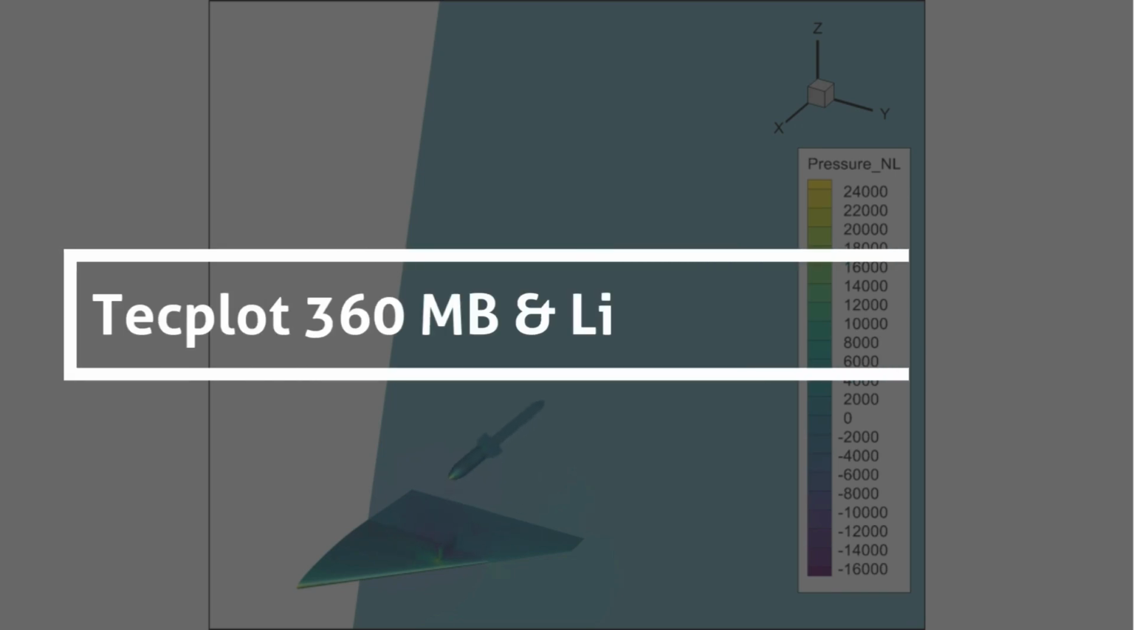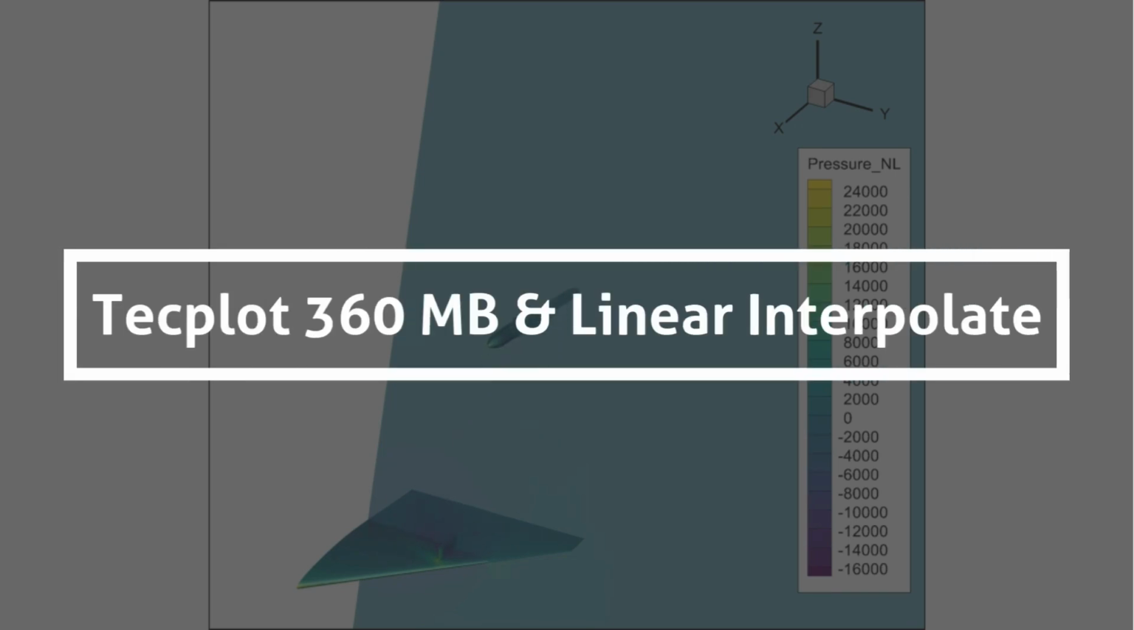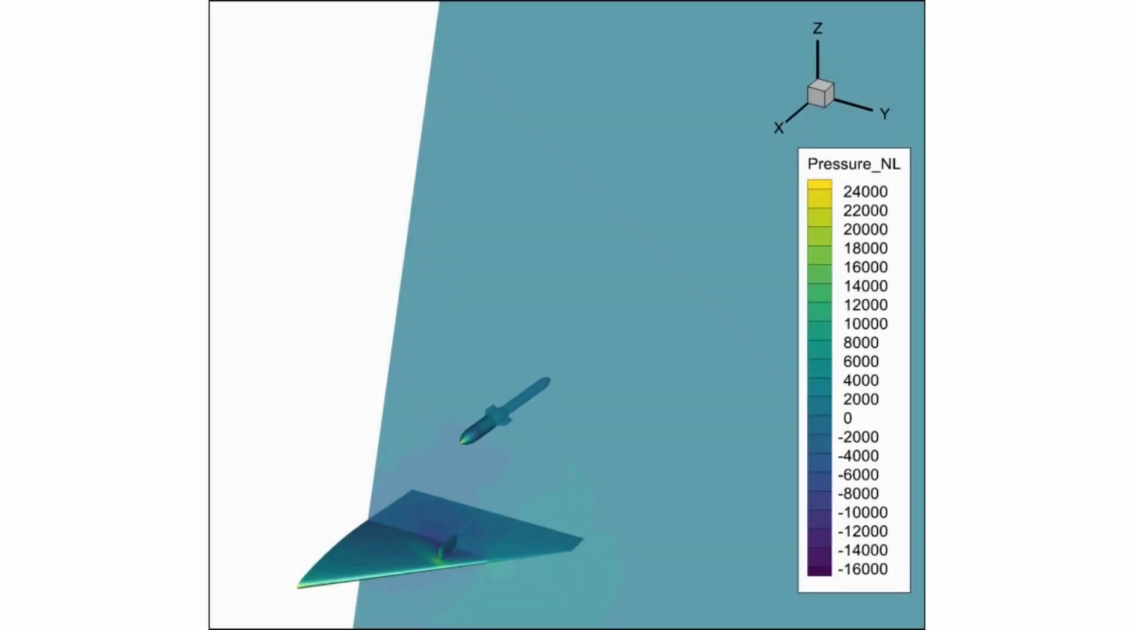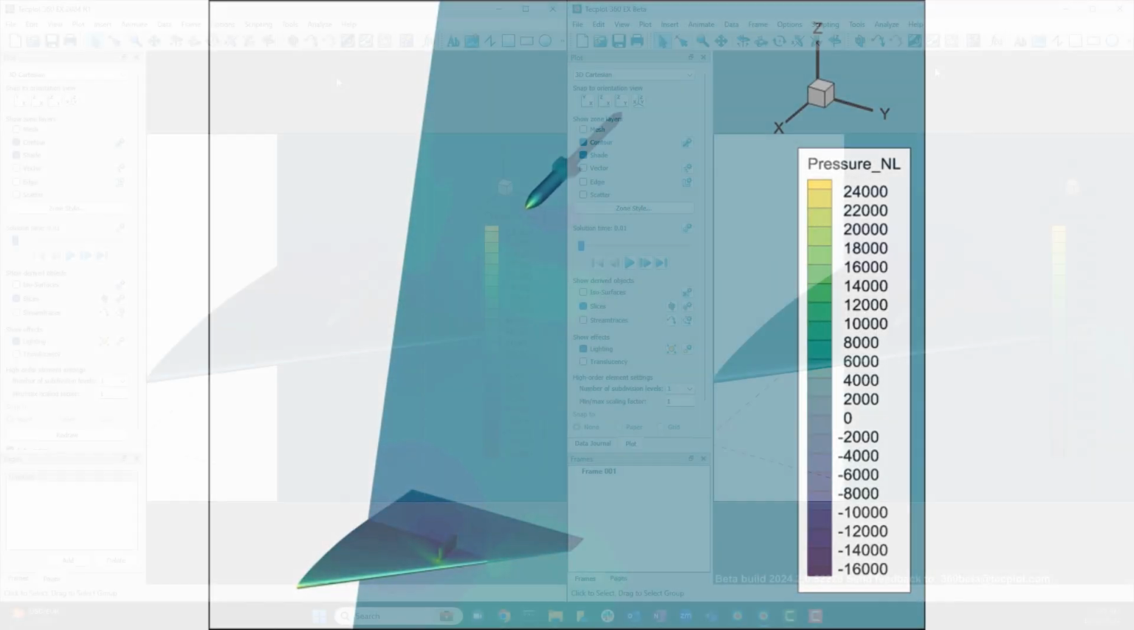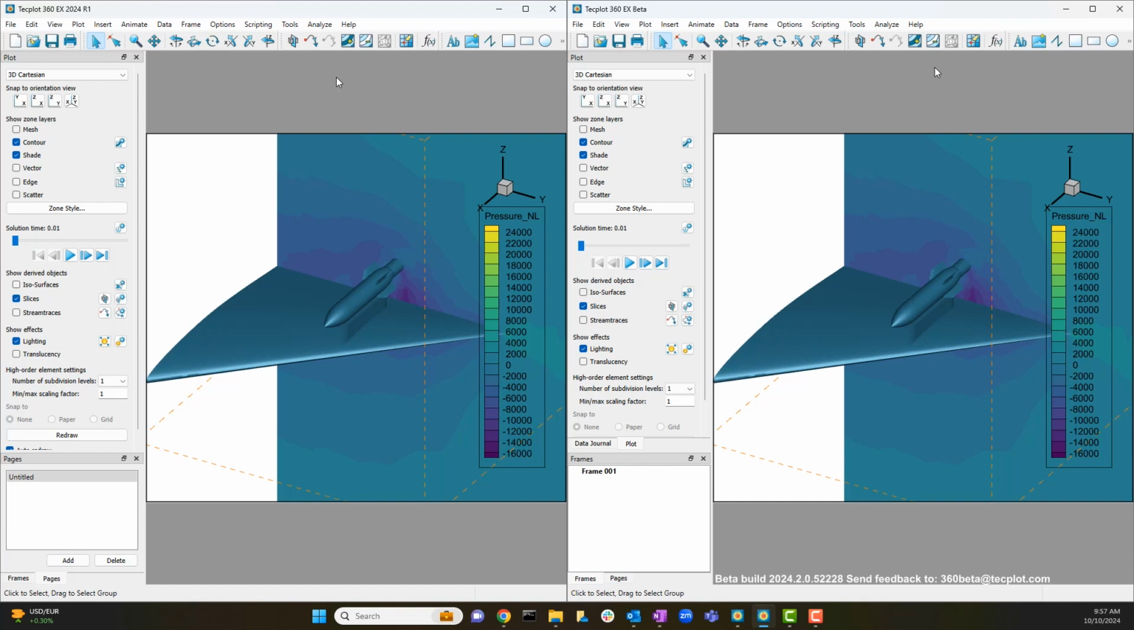The purpose of this video is to demonstrate how the new Tecplot 360 MB framework improves the Linear Interpolate Dialog and associated workflows. Here we have two different versions of Tecplot 360 open. On the left is the 360EX 2024 R1, and on the right is the beta release of our new and improved version called 360 MB.